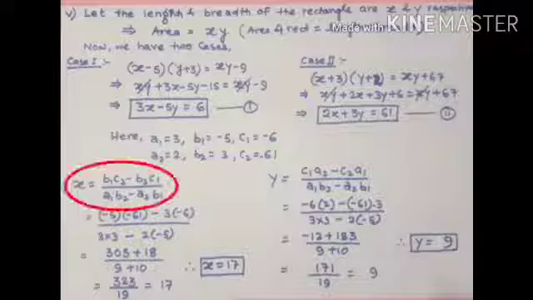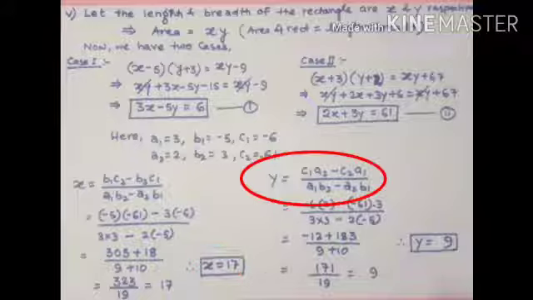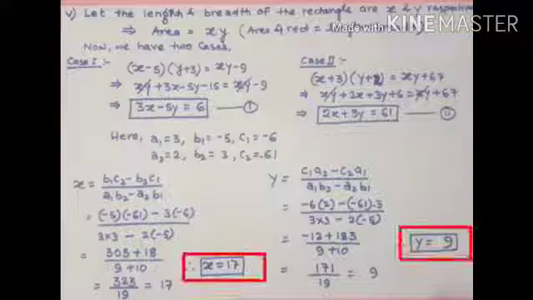As we know, the value of x can be calculated as b1 c2 minus b2 c1 divided by a1 b2 minus a2 b1. So on putting these values from the above statements, we get the value of x as 17. Similarly, the value of y can be calculated as c1 a2 minus c2 a1 divided by a1 b2 minus a2 b1, and putting the values, we get the value of y as 9. So the value of x is 17 and the value of y is 9. So we can say that the dimensions of the rectangle were 17 units and 9 units.